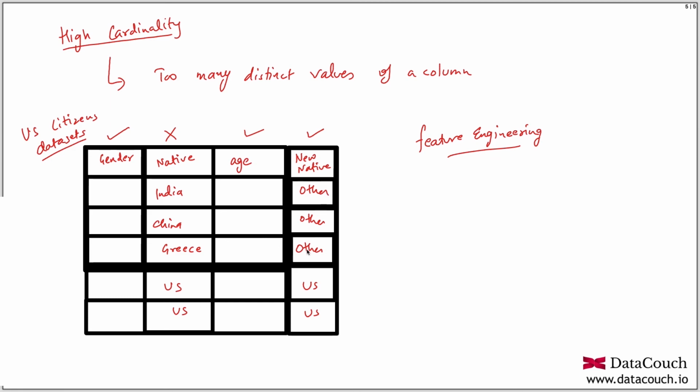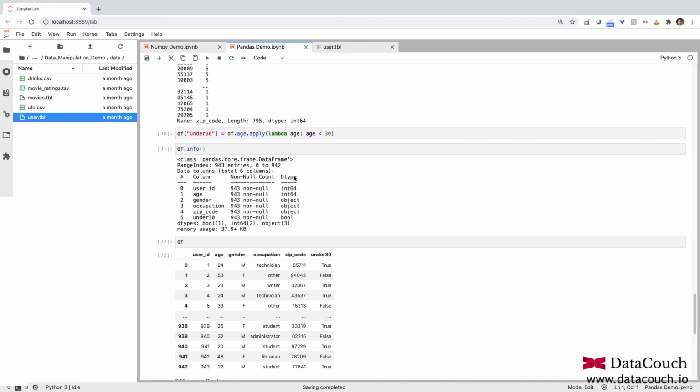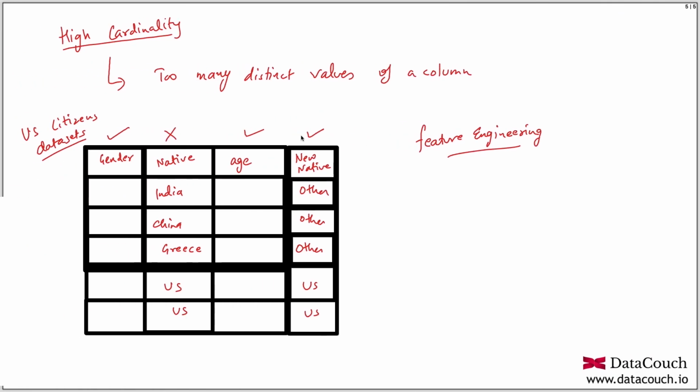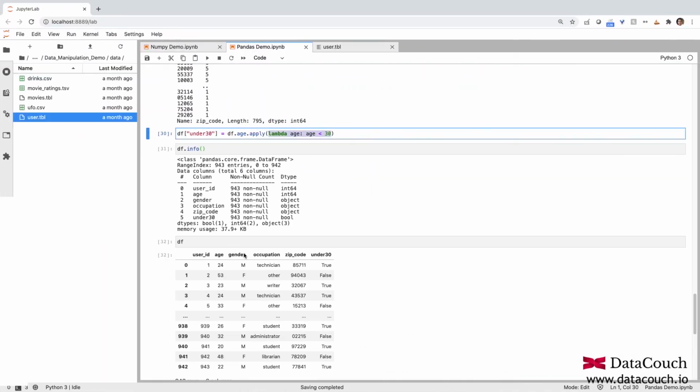We have a new native column which has less cardinality. So we are trying to simplify the input to the machine learning model so that we need to show fewer instances to the ML model for different countries, right? And also you see how we do it practically. So right now I'm using a lambda function to manipulate a particular column, but you can always write your own custom function to map the existing values to the new values, and then a new column will be added to the data frame.